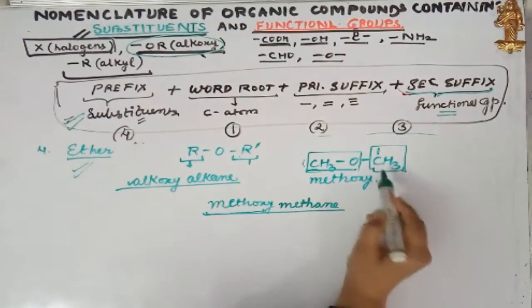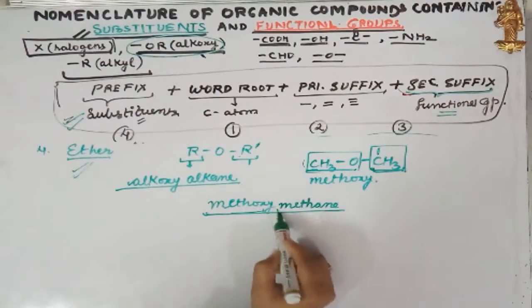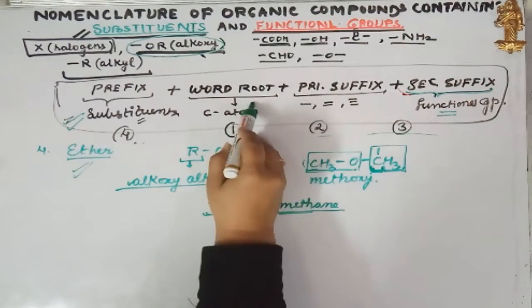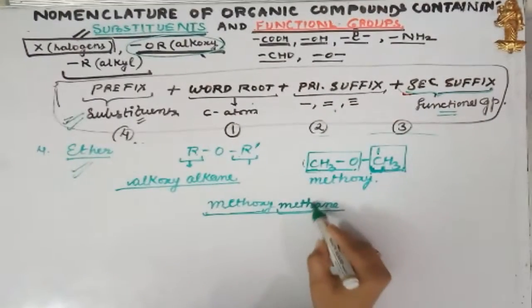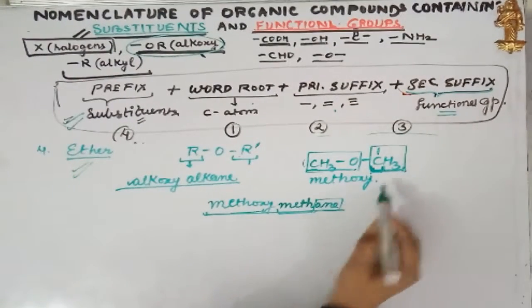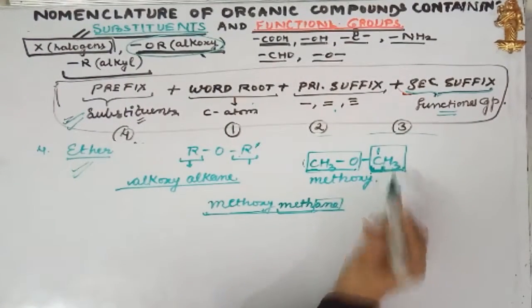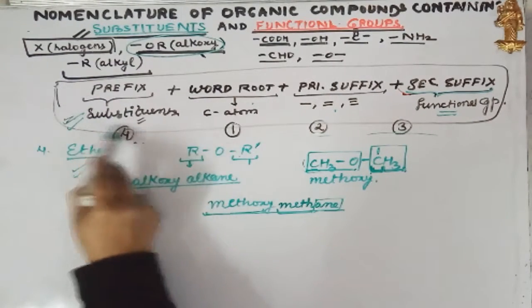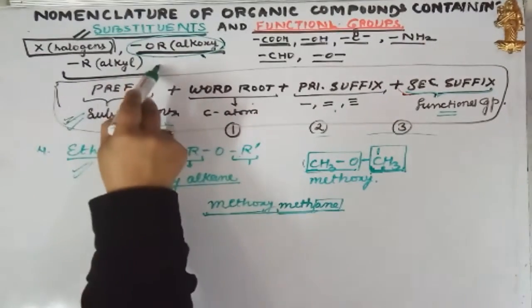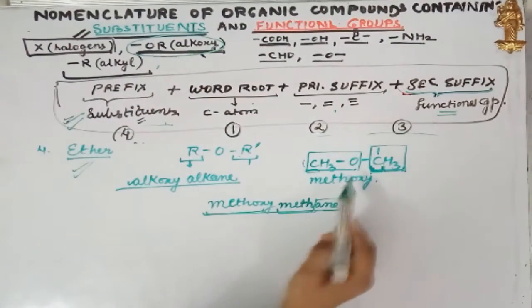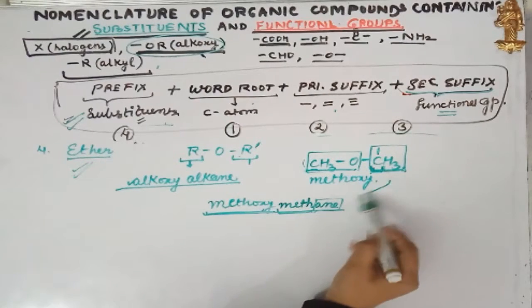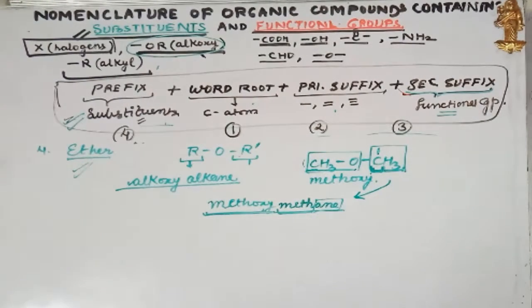What does it mean? It means this meth is for the main carbon chain, that is the word root. The primary suffix, that is ane, is indicating the single bond only, and this methoxy group is actually indicating the presence of a substituent, of the alkoxy kind, and just because this alkoxy group has one carbon atom, this is methoxy. So the name of this compound becomes methoxy methane. Hope it is clear to you.